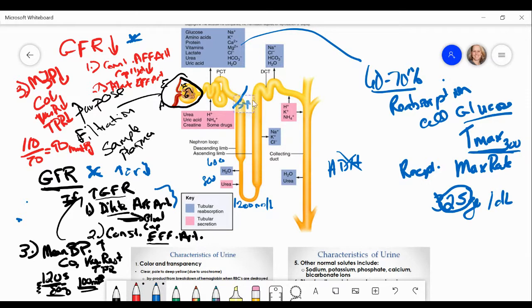Okay, so remember the next part. One more thing on the PCT. As I'm going to pull out all of these important molecules, I am going to secrete in some of my waste products.